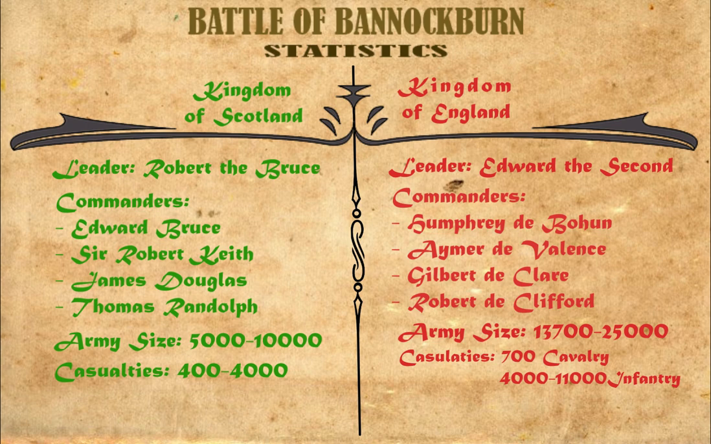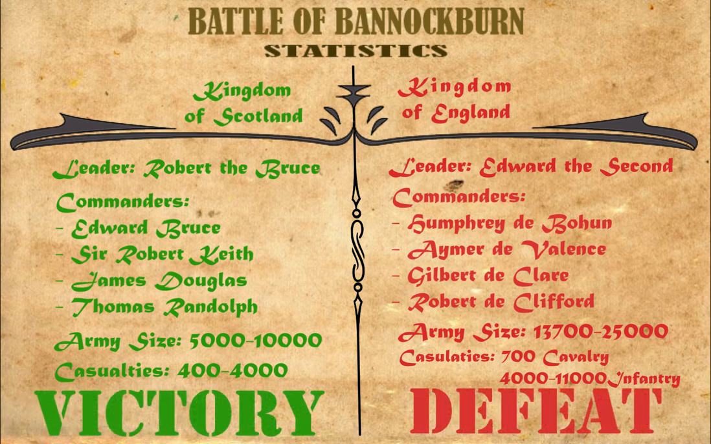The Scots had a relatively small army of 5,000 to 10,000 men, while the English had a much larger army of 13,700 to 25,000 men. The Scots took modest casualties ranging between 400 to 4,000 men, while the Kingdom of England took massive casualties, with 700 cavalry and 4,000 to 11,000 infantry lost. The overall result was a decisive victory for Robert the Bruce in Scotland and a shattering defeat for the Kingdom of England.